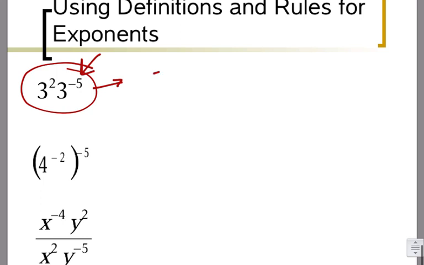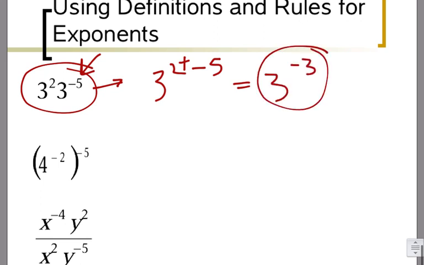The shortest way would just be to say 3 to the 2 minus 5, because it's really plus negative 5, and that would give me 3 to the negative third. But I wouldn't leave it here. I would turn it into 1 over 3 to the third. And of course you'd want to make it 1 over 27.